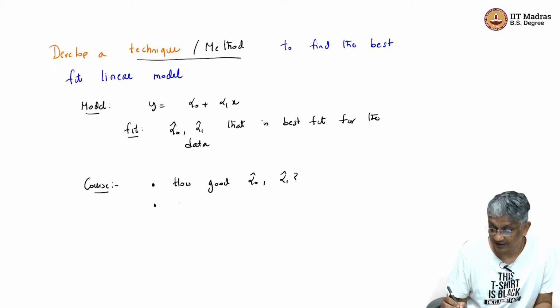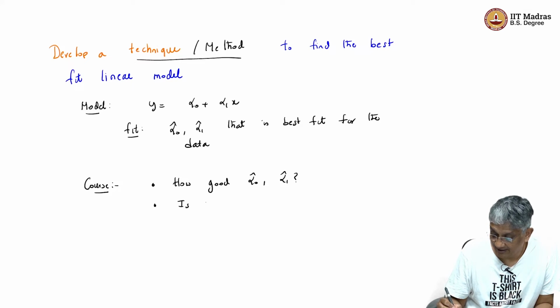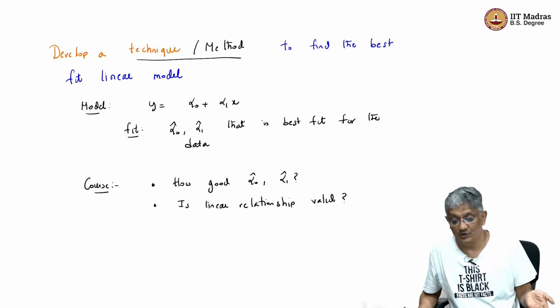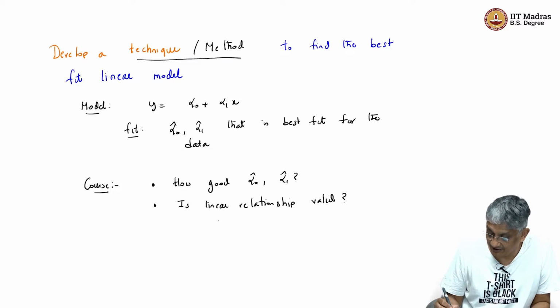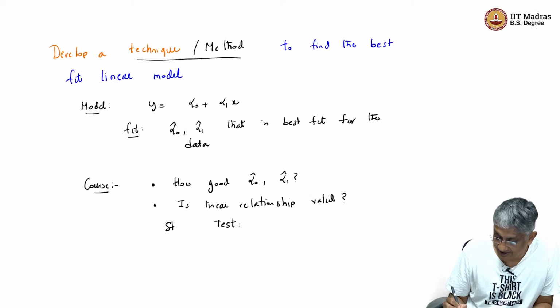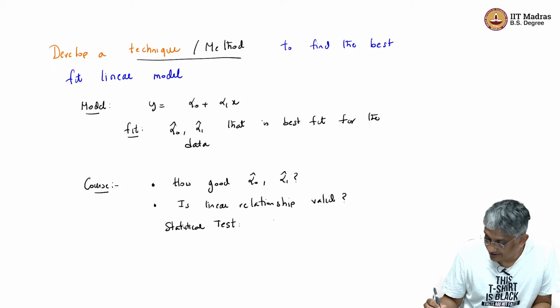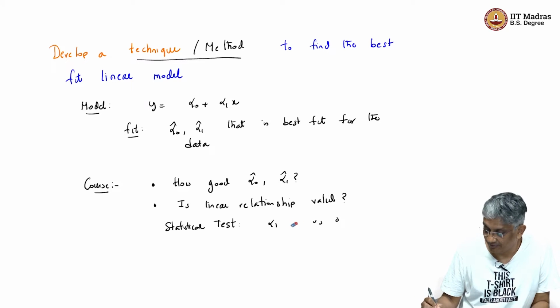We'll also discuss, is the linear relationship correct? Of course, you'll plot and check, but even after plotting, is there actually a significant slope? We can actually do a hypothesis test, or I'll just call it a statistical test. The test is indeed alpha 1 equals 0 versus alpha 1 not equal to 0.